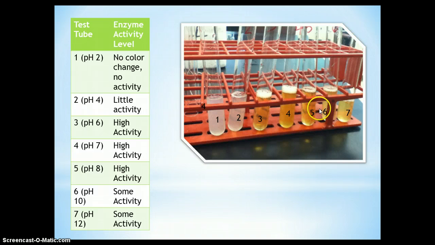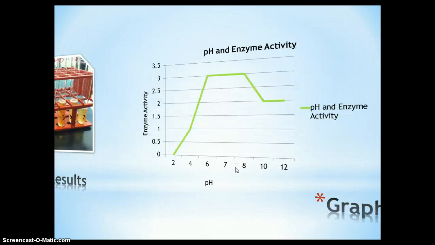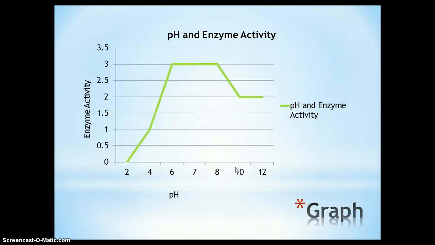Test tube 6 and test tube 7. Test tube 6 had a pH of 10, and test tube 7 had a pH of 12. They both have a faded brown color, indicating some enzyme activity. We can see this in our graph.